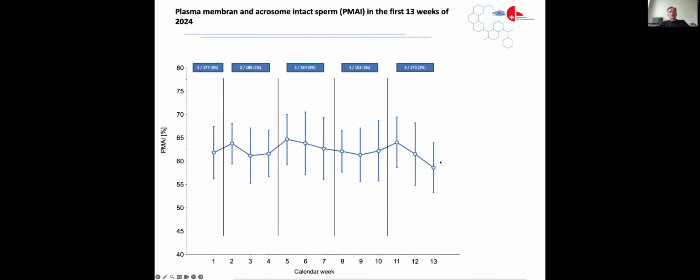But what we have also seen, if we look every week at the sperm quality of the samples, is a tremendous decrease of the plasma membrane integrity of the sperm at the AI station between weeks 11 and 13. It means there is something happening on the AI station, and we now have to find out why we have this decrease in the sperm quality.